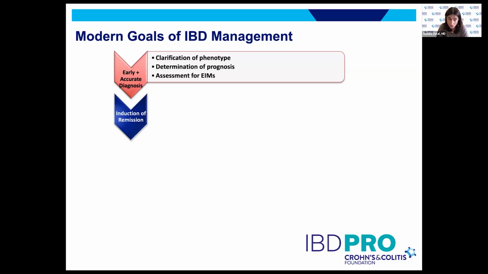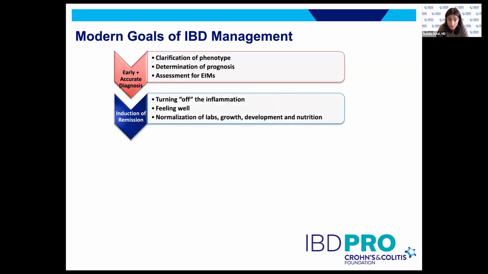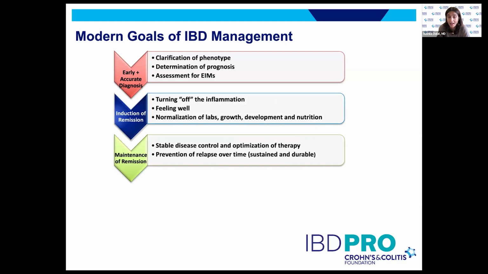Then, once we've determined that, we need to, of course, induce remission. We need to turn off the inflammation. We need to get the patient feeling well and symptom free. And then we ultimately want to see normalization of their labs, of their growth curve, of their development, of their nutritional parameters. And then we need to keep them well. They need to have stable disease control. We need to make sure their medical therapy is optimized. We need to make sure that they stay well.